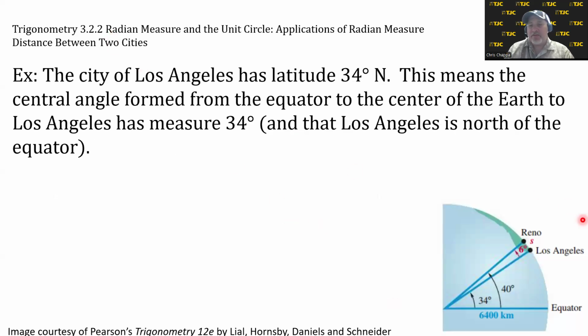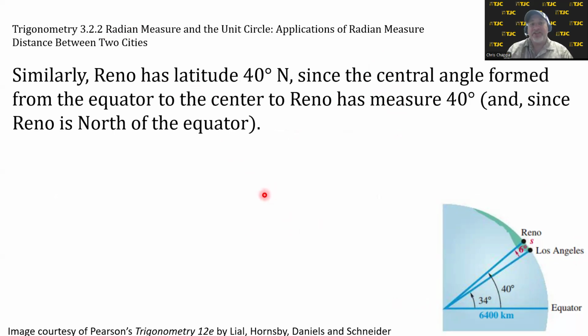For example, the city of Los Angeles has latitude 34 degrees north. This means the central angle formed from the equator to the center of the Earth to Los Angeles has a measure of 34 degrees, and of course that Los Angeles is north of the equator. Similarly, Reno in Nevada has latitude 40 degrees north, since the central angle formed from the equator to the center to Reno has measure of 40 degrees, and Reno is north of the equator.